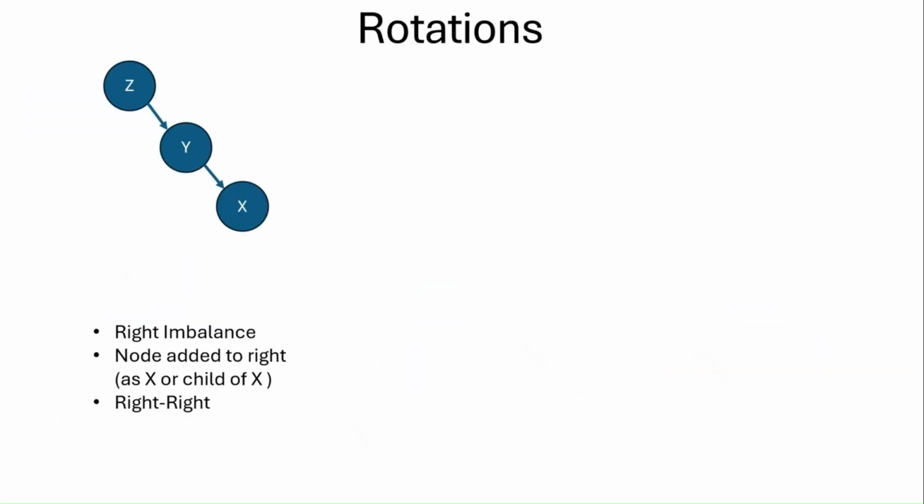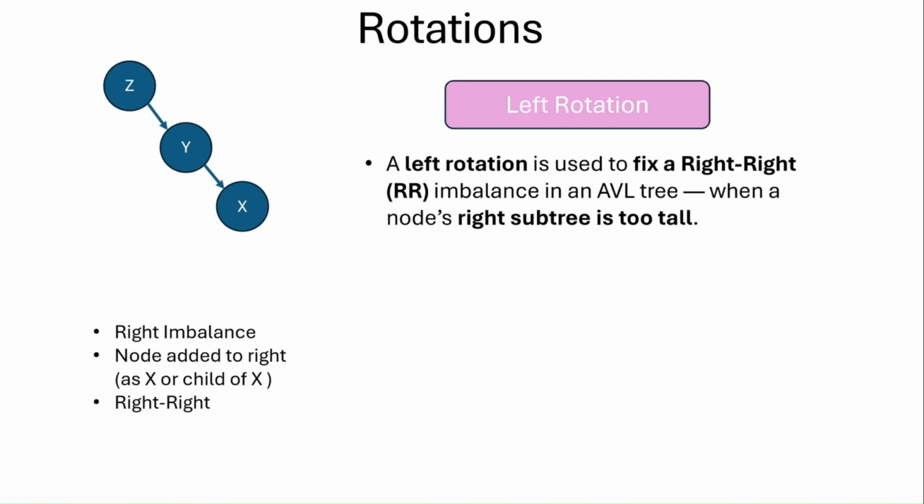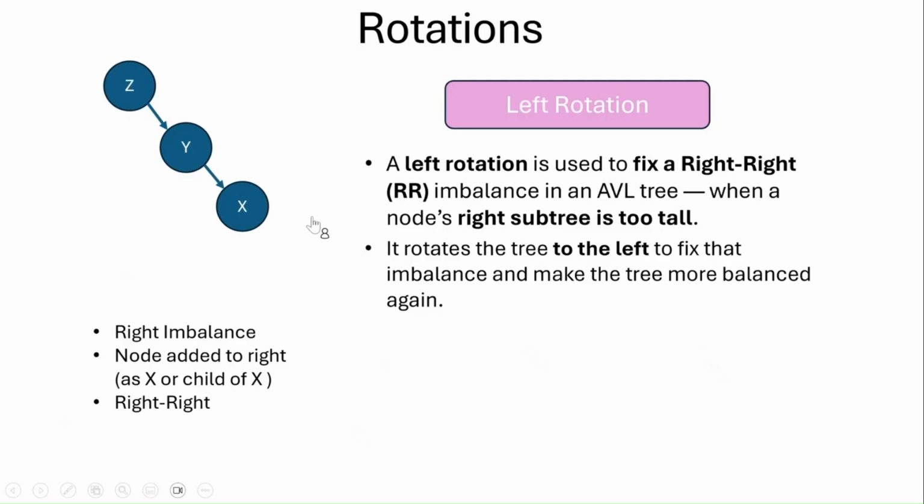Now let's understand the rotation logic for the next situation, which is right-right. For this, we use the left rotation. Why? Because Z became unbalanced because of the right side of it. So we'll left rotate so that the tree becomes balanced. The left rotation is used to fix the right-right imbalance in an AVL tree when a node's right subtree is too tall. It rotates the tree to the left to fix that imbalance.